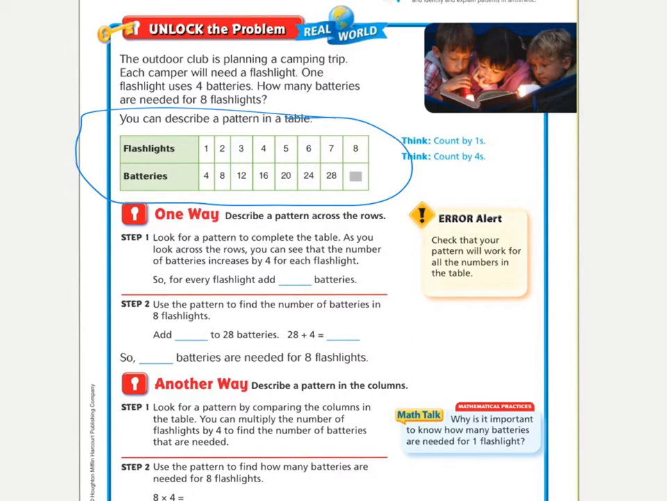One way is to describe a pattern across the rows. Look for a pattern to complete the table. As you look across the rows, you can see that the number of batteries increases by 4 for each flashlight. 4, 8, 12, 16, 20, 24, 28. So for every flashlight, add 4 batteries.